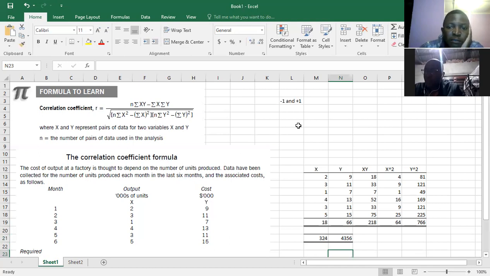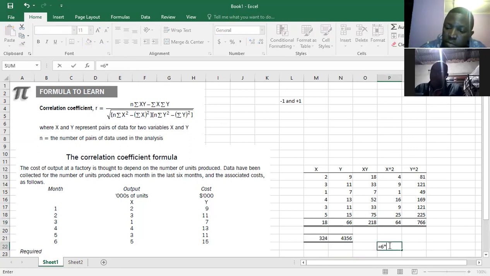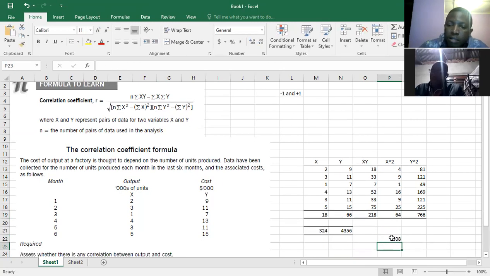Then we can go to our formula. N is the number of pairs. We have six pairs, so our N is 6. Then summation of XY is 218. So what is 6 times 218? That's 1308.